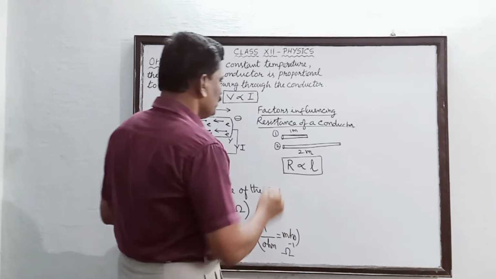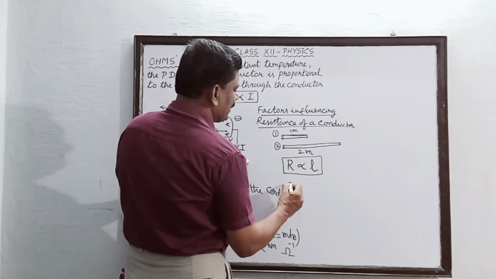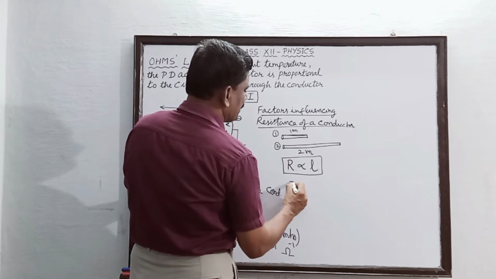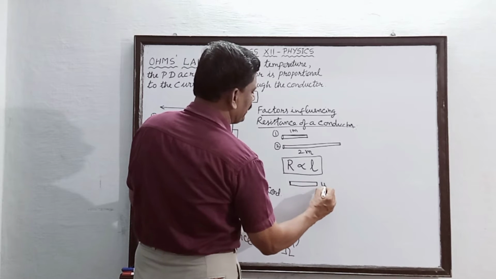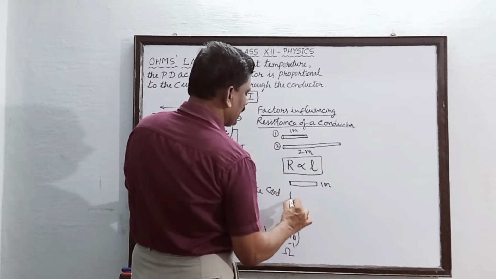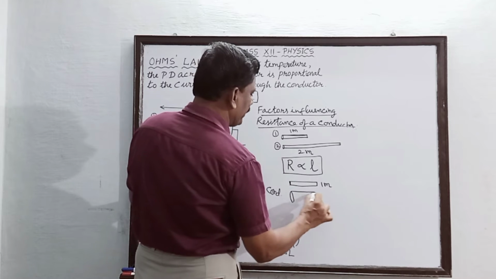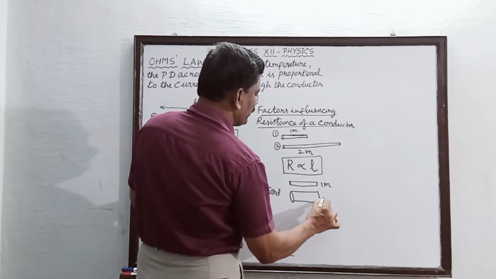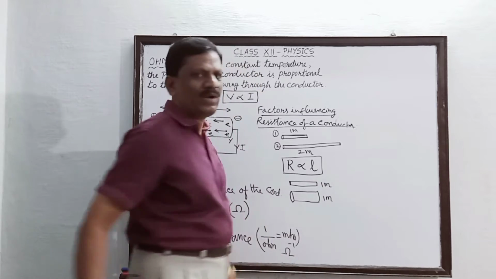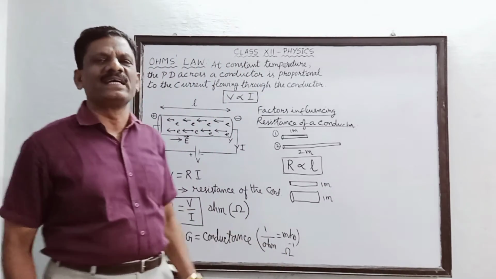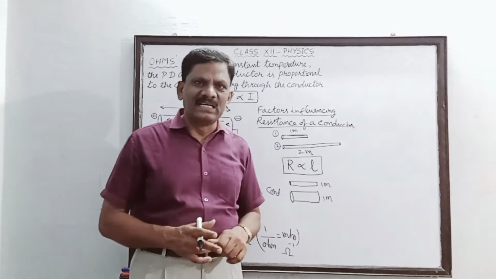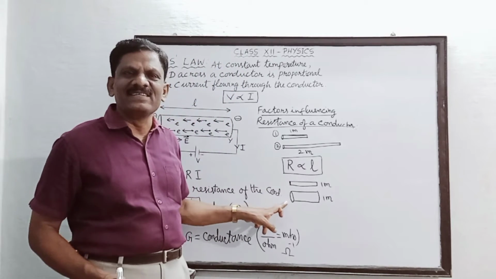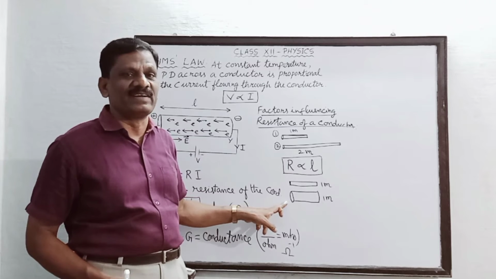Okay. Now, next case, let us take another wire which is having a length of 1 meter, and another wire which is very thick. Okay, very thick. This also is having a length of 1 meter. In the second case, I have considered two conductors having equal length. But what is different? The area of cross section is different.